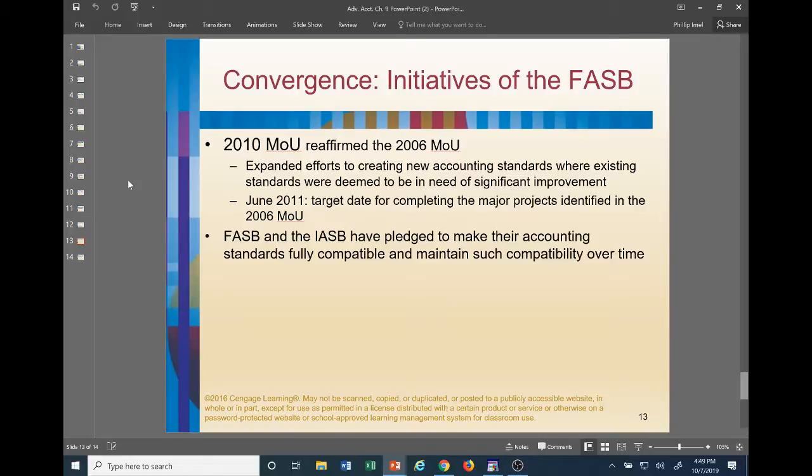Now, the FASB and the IASB have pledged to make their accounting standards fully compatible and maintain such compatibility over time.